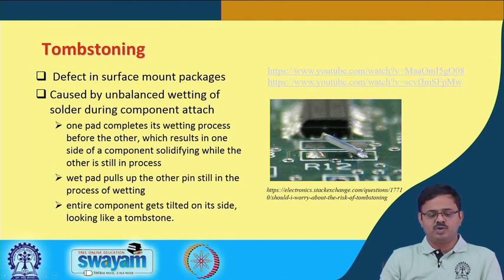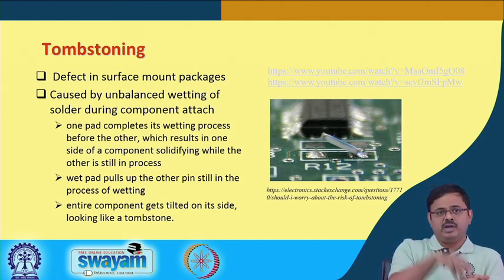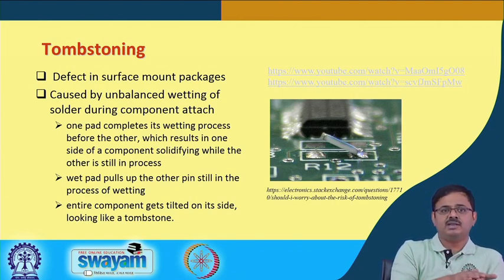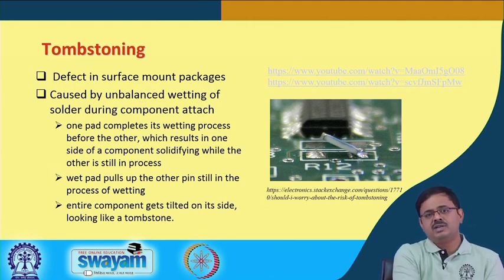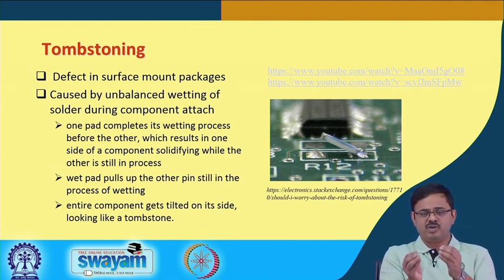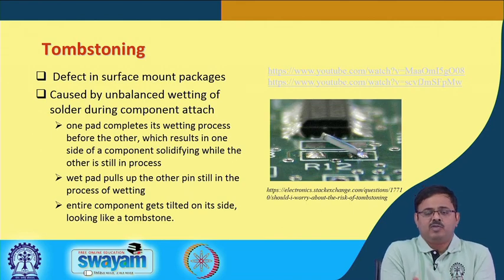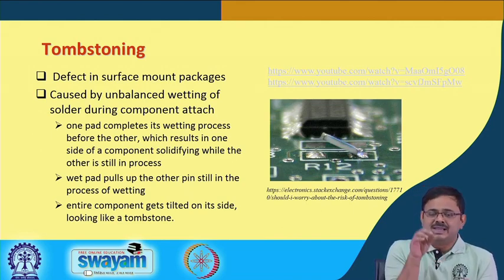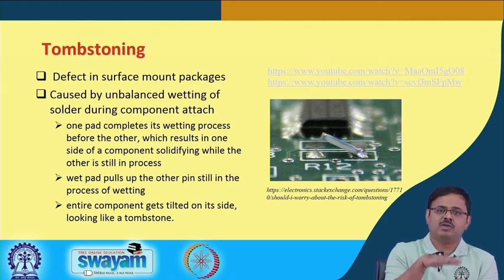The next one is called tombstoning, and this happens again during solder reflow. When you are putting a surface mount package and you are reflowing it, you will see that this can happen. Why? Remember, how does reflow occur? Because you have put a little bit of solder, and then when you put it inside the oven, this solder melts just that much to form this contact between the component and the board, and then it solidifies.